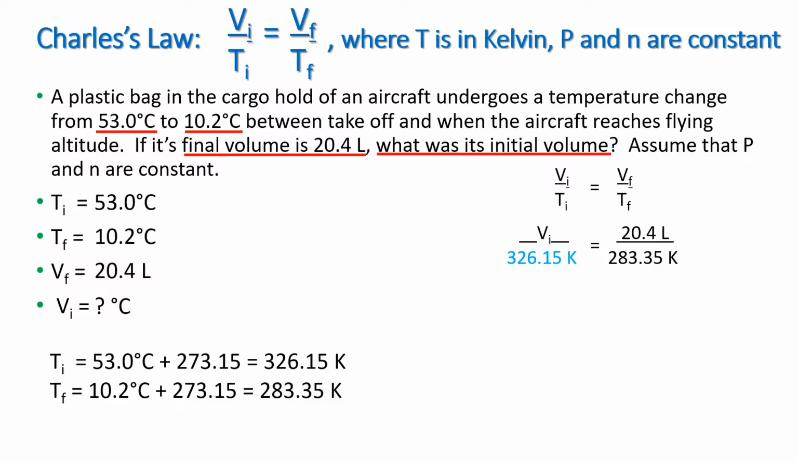Now in this equation, if we multiply both sides by 326.15 Kelvin, we can eliminate this from the left side of the equation, and it's going to appear on the right side of the equation. And because we're multiplying it in order to get it out of the denominator on the left, our number is now going to appear on the right side in the numerator. So let's do that little procedure right now.